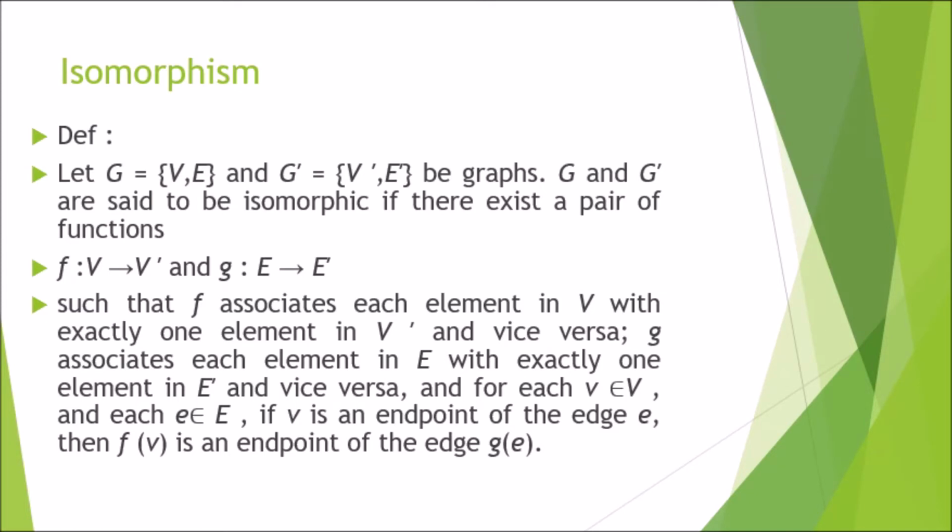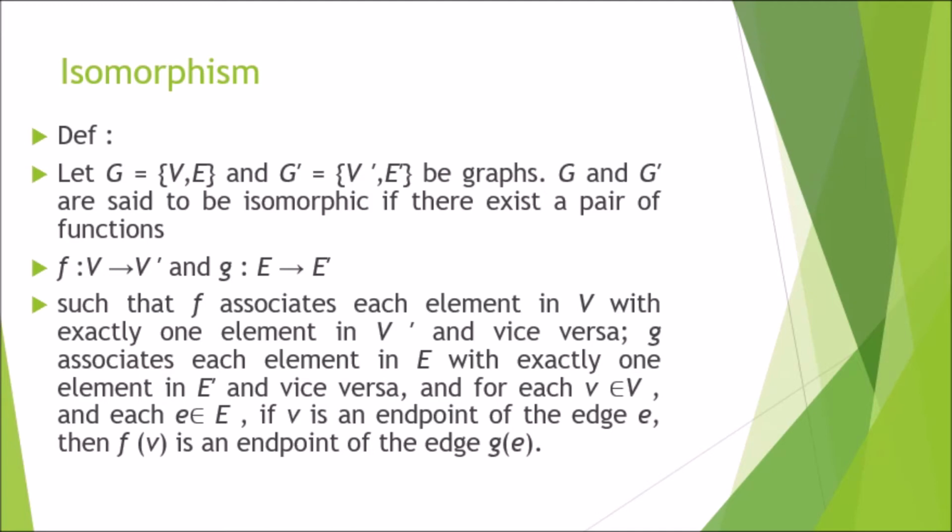Let's see what isomorphism is. Isomorphism is a property which comes when we have to compare two types of graphs. If these two graphs match with each other, or there exists a pair of functions, or the number of vertices and the number of edges in these two graphs are the same, and the number of connections or the degree in both the graphs are equal, then these two graphs can be called isomorphic.